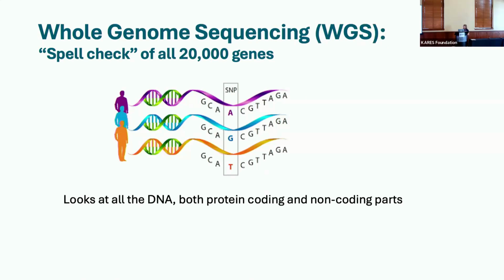Another test that we have now is called whole genome sequencing. That also does a spell check of all 20,000 genes, but it also looks at both the coding and the non-coding parts of the genome. And that has some benefits over the exome sequencing. The problem is we don't know or understand what a large part of the non-coding part of the genome does. The other issue with whole genome sequencing is that a lot of insurance companies are not covering it yet, whereas they'll cover the exome sequencing, but some people may have had genome sequencing.